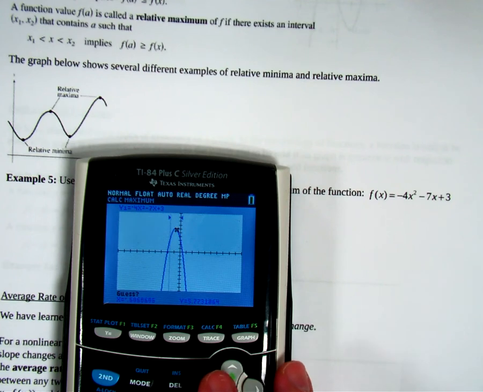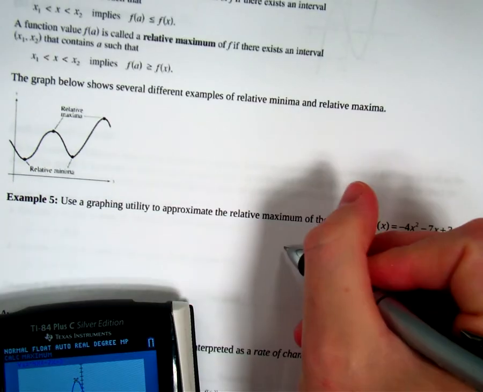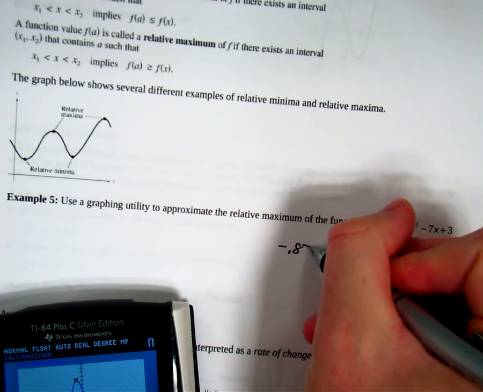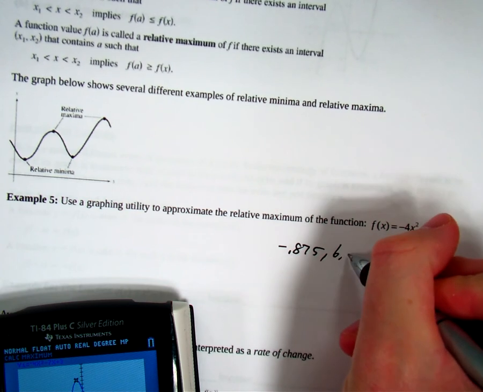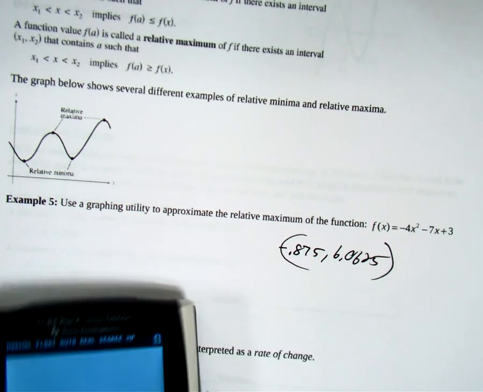Okay, what we're doing is we're squeezing it in between, and now the calculator is going to go through and find that highest point, -0.875, 6.0625. Okay.